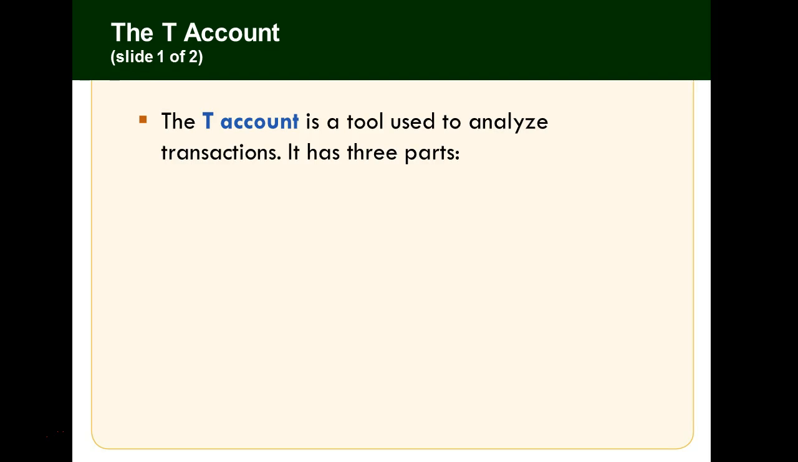Something accountants use to make transactions real, tangible and visible in their processing is something called a T account. I use T accounts still when I'm trying to figure things out. A T account is just a manner in which we analyze various accounts.